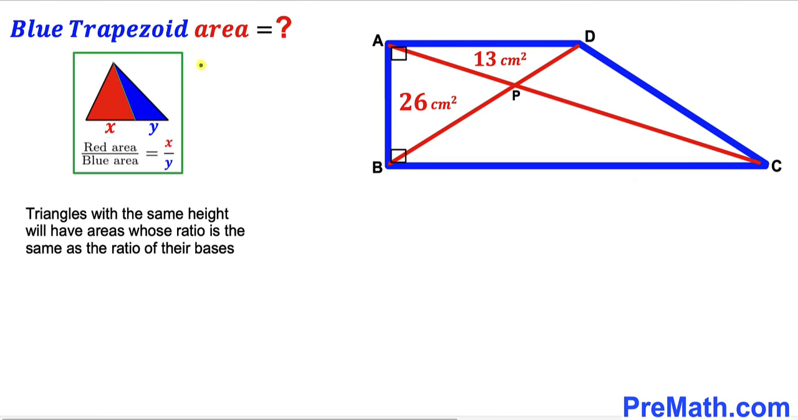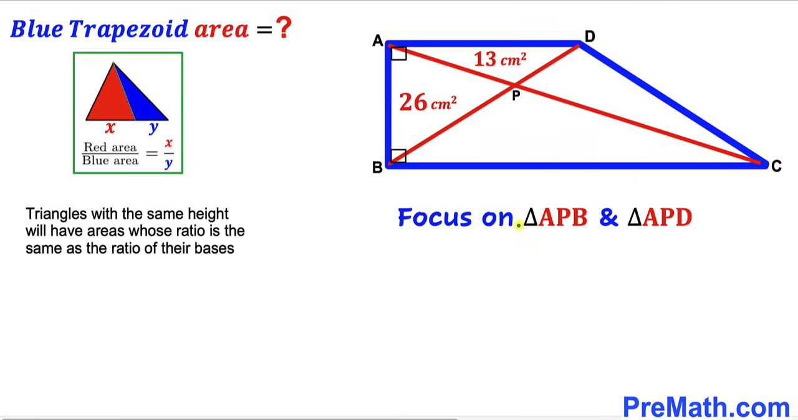And now let's recall this crucial fact. Here we got these two triangles, the red triangle and the blue triangle, along with their bases x and y respectively. Both of these triangles have the same height. Then triangles with the same height will have areas whose ratio is the same as the ratio of their bases, as you can see over here. And we are going to apply this concept on this given problem.